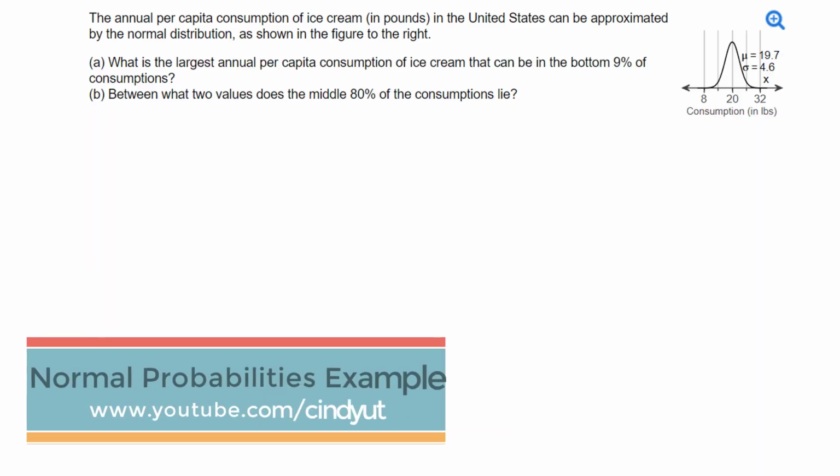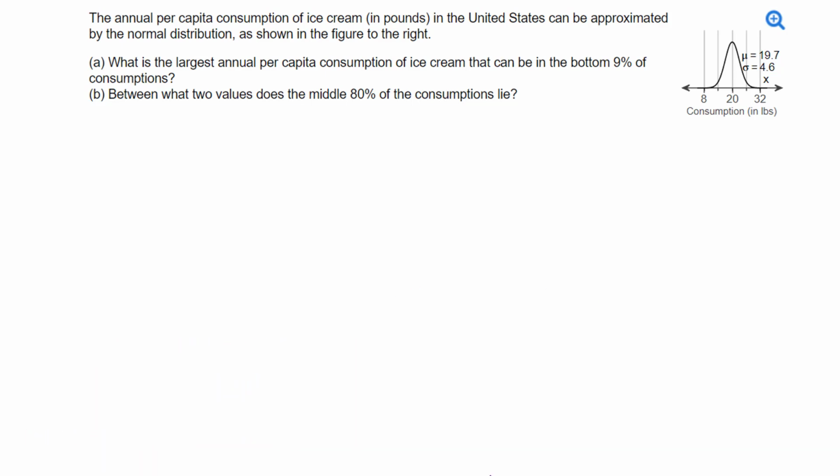Okay, we have an ice cream problem. Ice cream problems are always good problems, right? Says here that the annual per capita consumption of ice cream in pounds in the United States can be approximated by this normal distribution over here to the right. And they give us our information: our mean is 19.7, standard deviation is 4.6. What is the largest annual consumption of ice cream that can be in the bottom 9%?